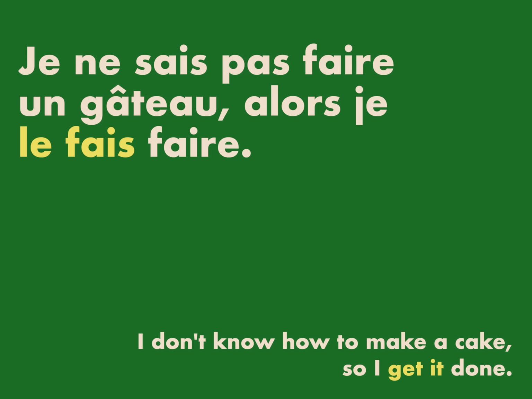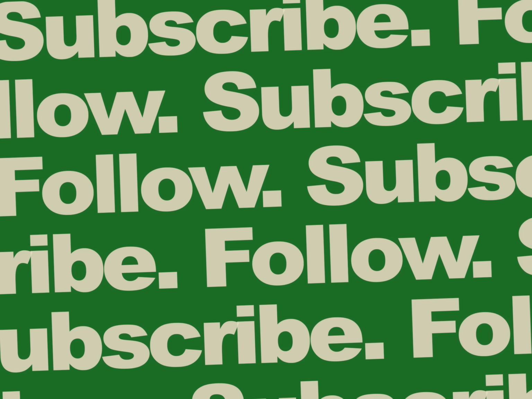Anytime you're making somebody do something or getting something done, you add on a faire before the verb. Je ne sais pas faire un gâteau, alors je le fais faire. I don't know how to make a cake, so I get it done. Anytime you want something done for you or to get something done, it's faire plus the verb.